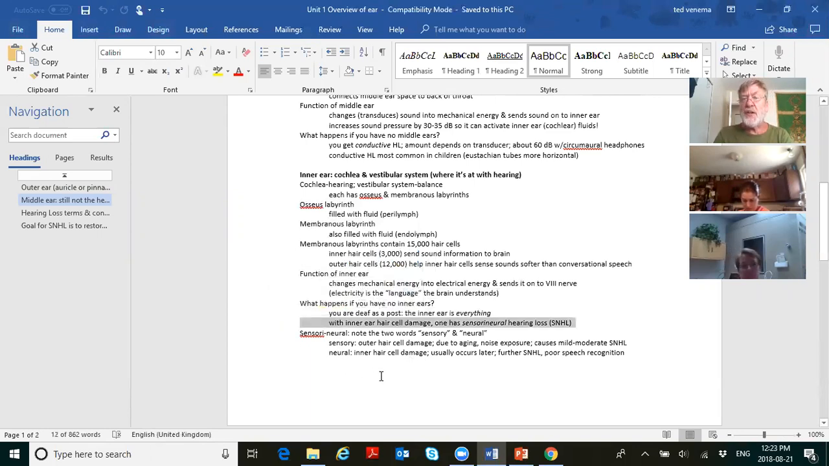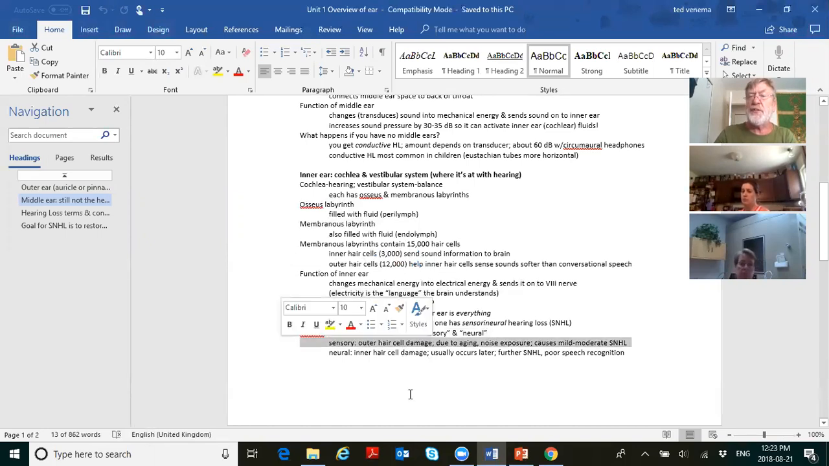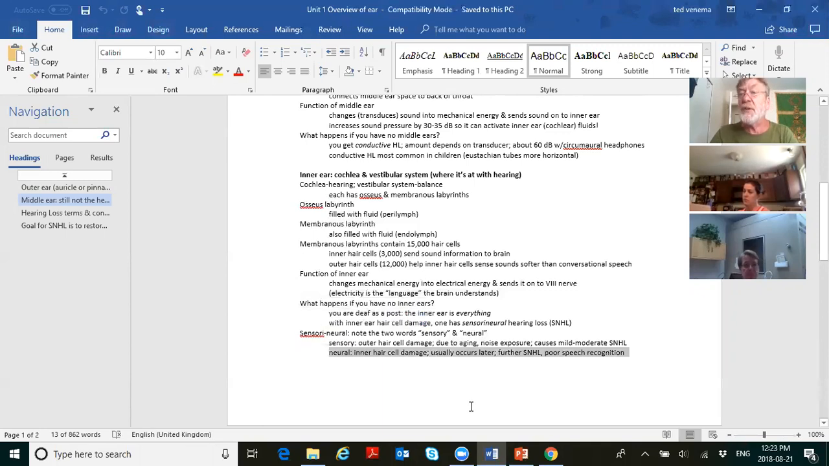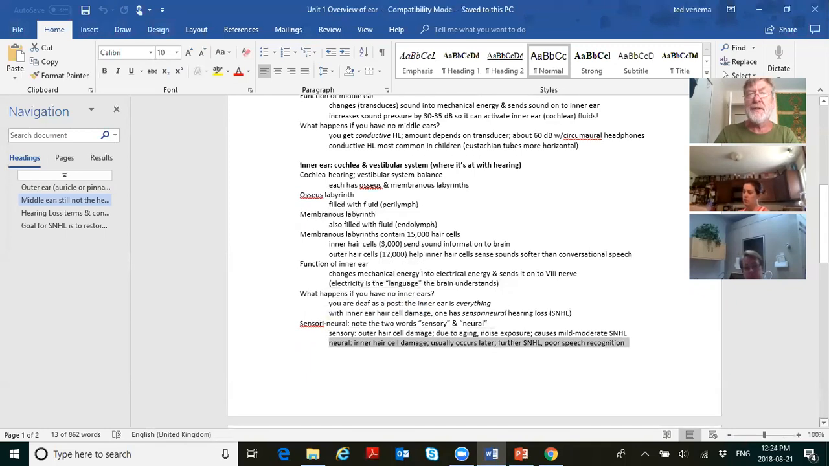With inner ear hair cell damage, one has sensory neural hearing loss. Sensory neural. Note the two words, sensory and neural. Sensory is mostly outer hair cell damage due to aging, noise exposure, causes mild to moderate sensory neural loss. Neural hearing loss, inner hair cell damage, mostly occurs later on. Further degree of hearing loss, poor speech recognition. You'll learn much more about this in the oncoming semester, believe me. Okay.